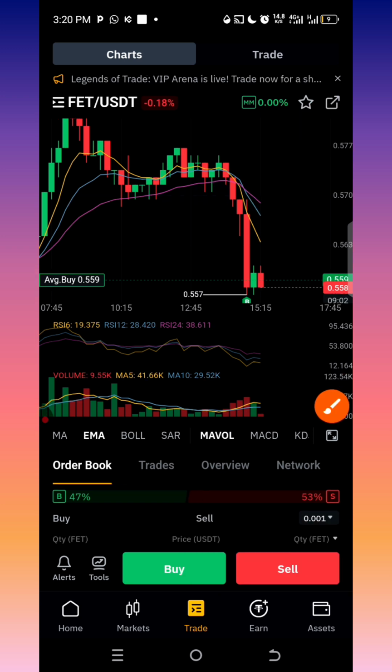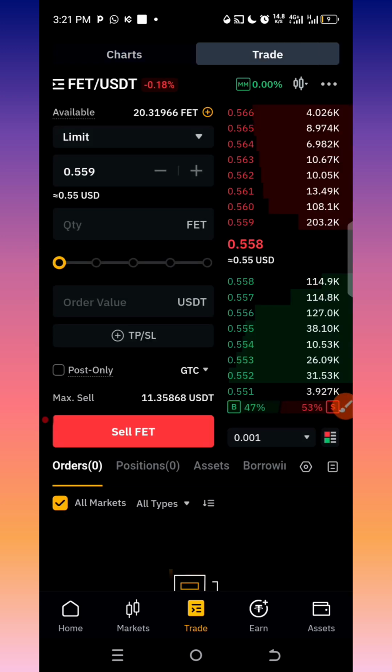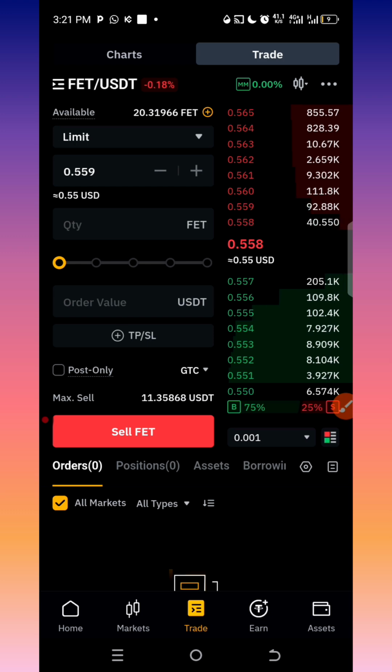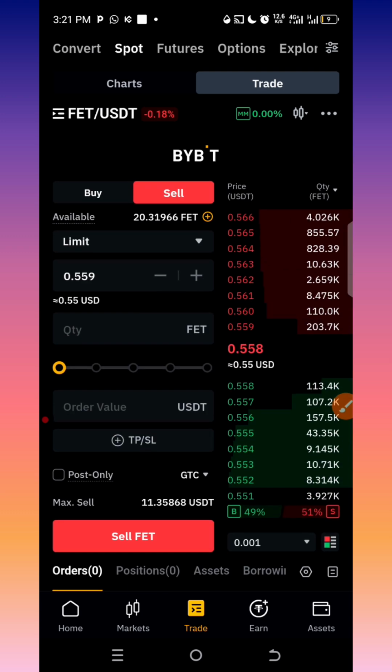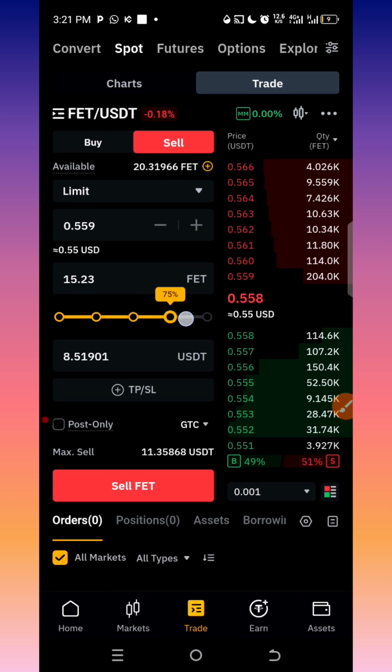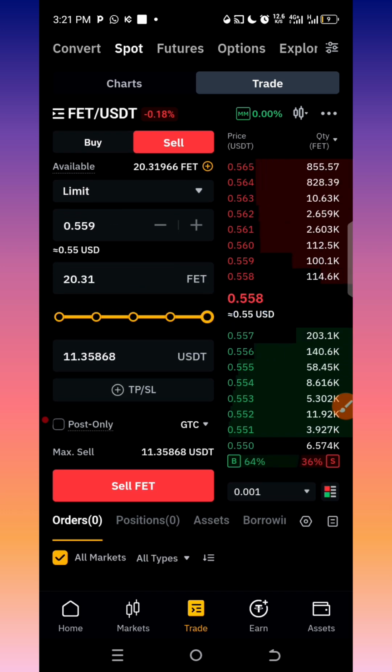Let me show you how much I have inside here. Let me hit on sell. That's the only way you can see what I have. Okay, it's on sale already. Let me hit on max here. I have about 20.31 Bitcoin, which happens to be 11.35 USD, right?